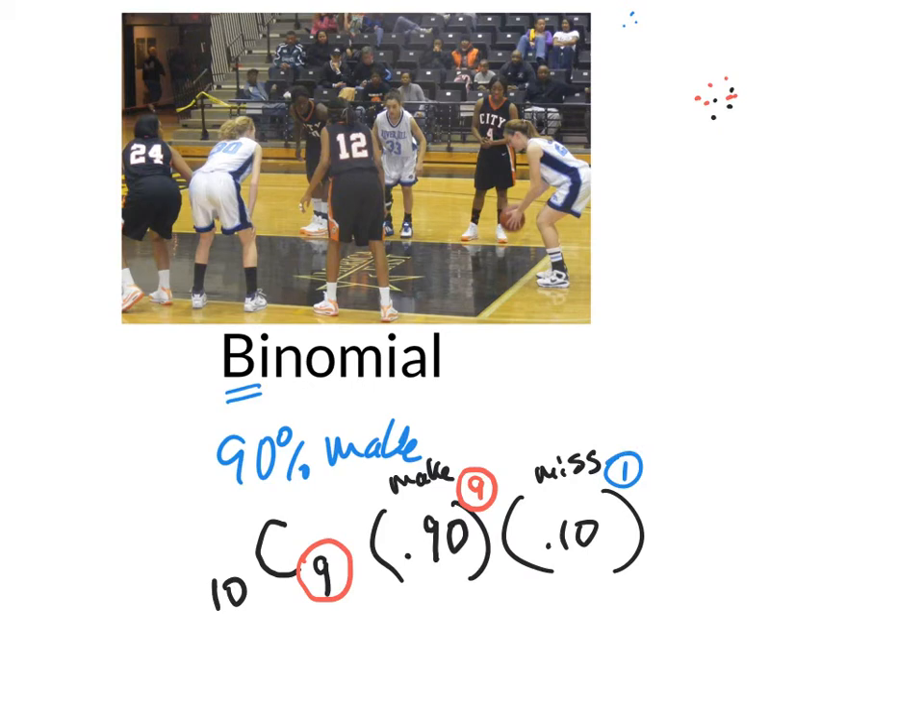So then there's my formula for figuring out the probability that this kid will actually make 9 out of 10 free throws if she's normally a 90% free throw shooter.